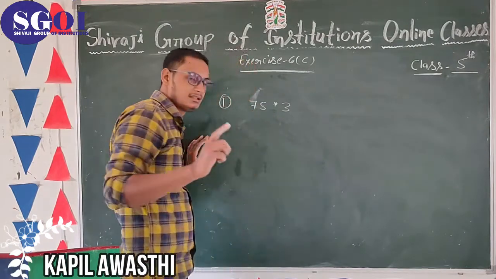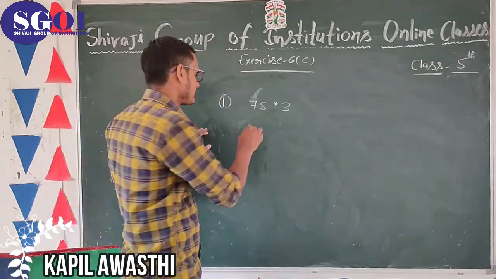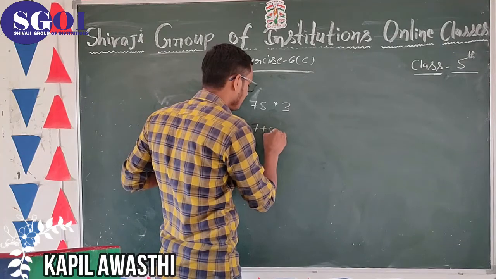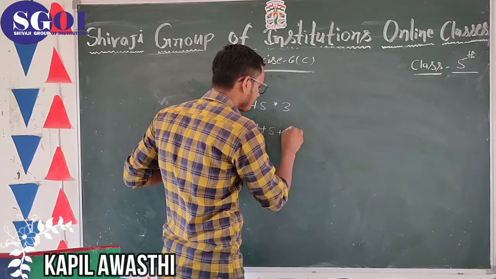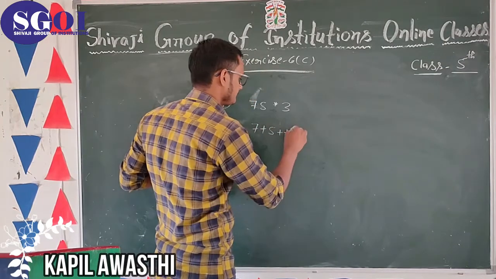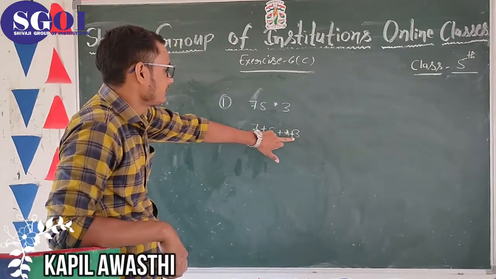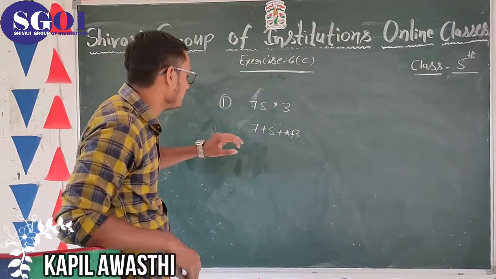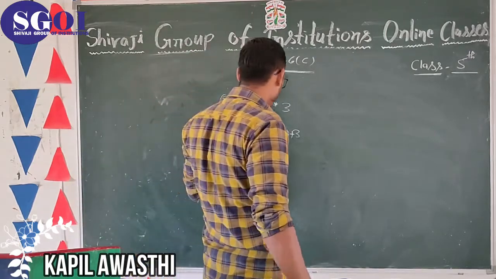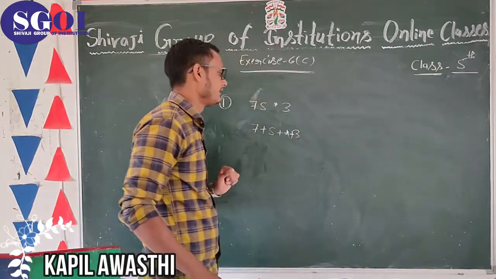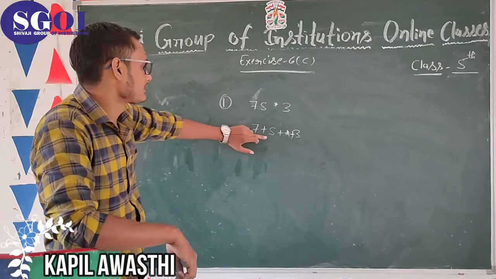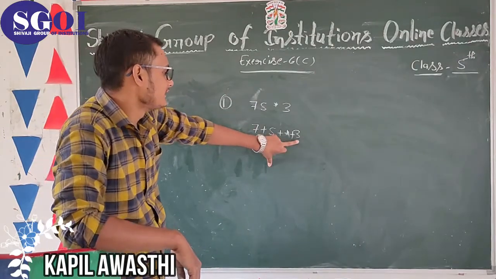The rule of divisibility by 3 is that the sum of all the digits is divisible by 3. So 7 plus 5 plus star plus 3. 7 plus 5 is 12, 12 plus 3 is 15.